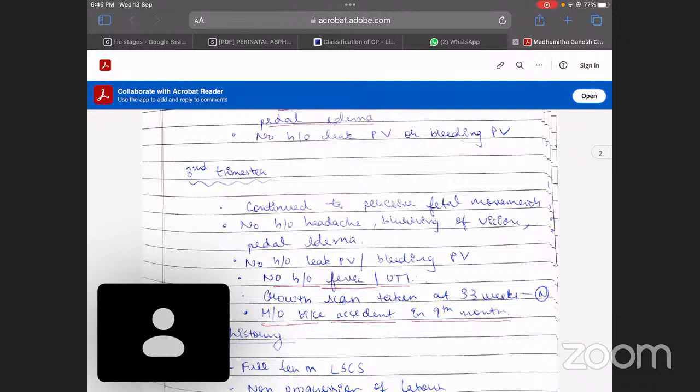Yes, that is called mixed CP. Very good, exactly. Mixed CP can present with spasticity, rigidity, and dystonia. Now tell me, what is the difference between spasticity and rigidity? So spasticity is basically an increase in muscle tone, and it is velocity dependent. In spasticity, there is a lesion in the pyramidal tract, and only one group of muscle is involved in spasticity.